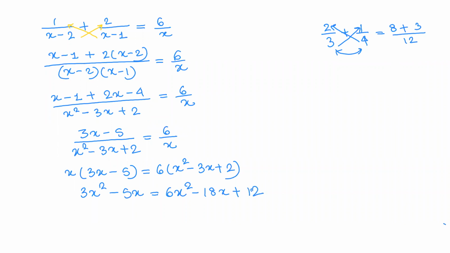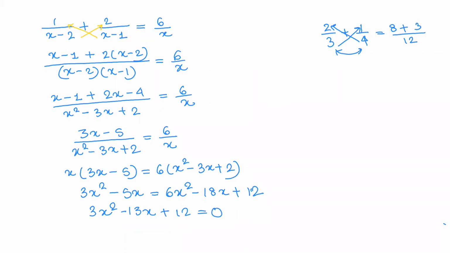So we take the smaller x square term to the bigger x square term. Instead of getting 6x square on the left hand side, we take 3x square on the right hand side, so that the x square term stays positive. So what do we get? 6x square minus 3x square is going to be 3x square. Then minus 18x plus 5x is going to give us minus 13x. And then what remains here is plus 12 equal to 0. So once again, now we have got a quadratic equation.